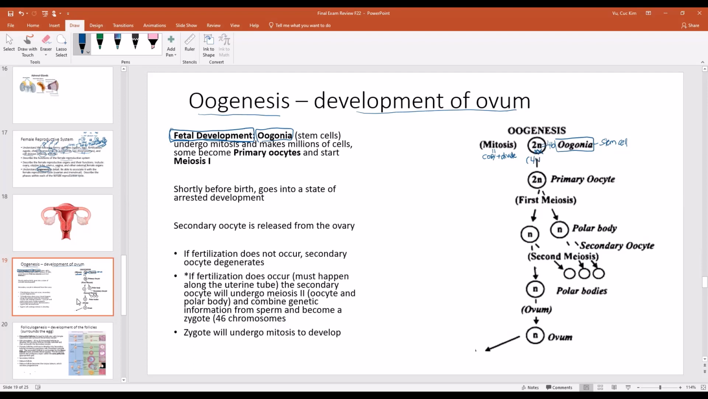4N, because that's copying. So it goes from 46 to 92. This is before the divide. That's correct. Temporarily it's going to copy first, which means it's going to go from 2N to 4N. So we've done the copying, and now we're going to do the dividing. When it divides, it's going to end up with 2 cells.